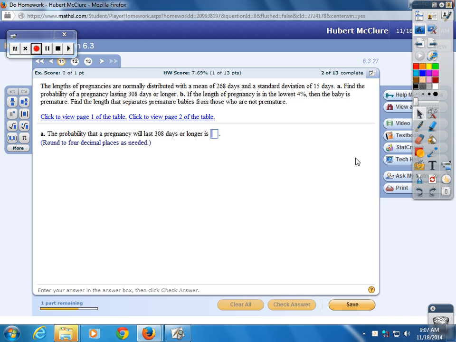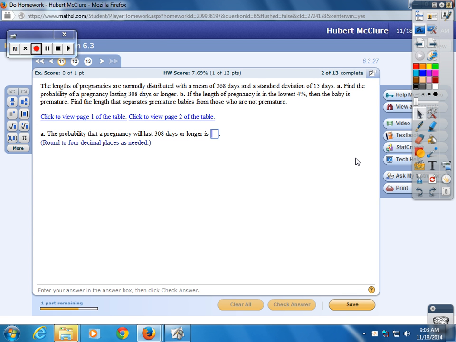The lengths of pregnancies, and this is a test question, are normally distributed with a mean of 268 and a standard deviation of 15. Find the probability of pregnancy lasting 308 days or longer. This may not be the question I'm thinking about. There's another pregnancy question that gives you a minimum amount of information, and people just sit there and stare at it. I'll see if I can find it. They might have taken it off because too many people complained about it.